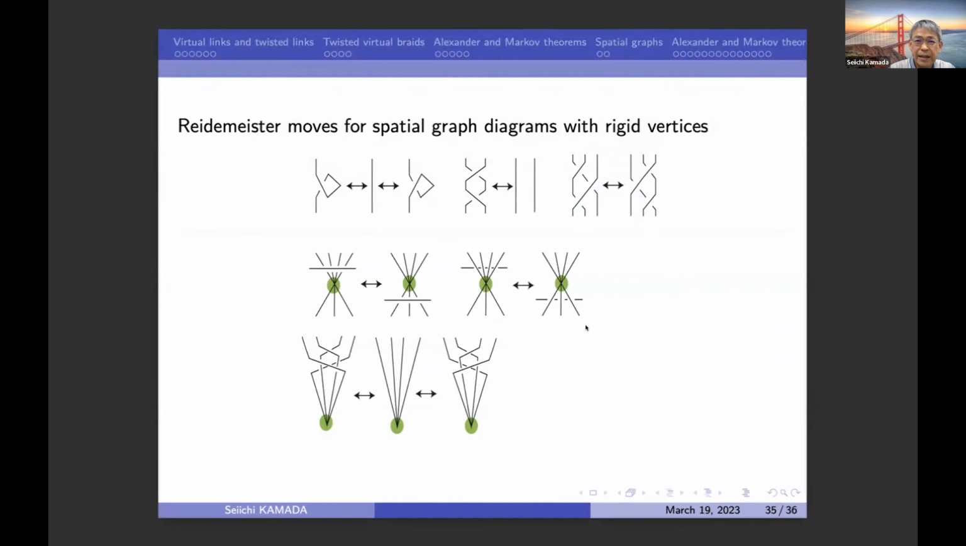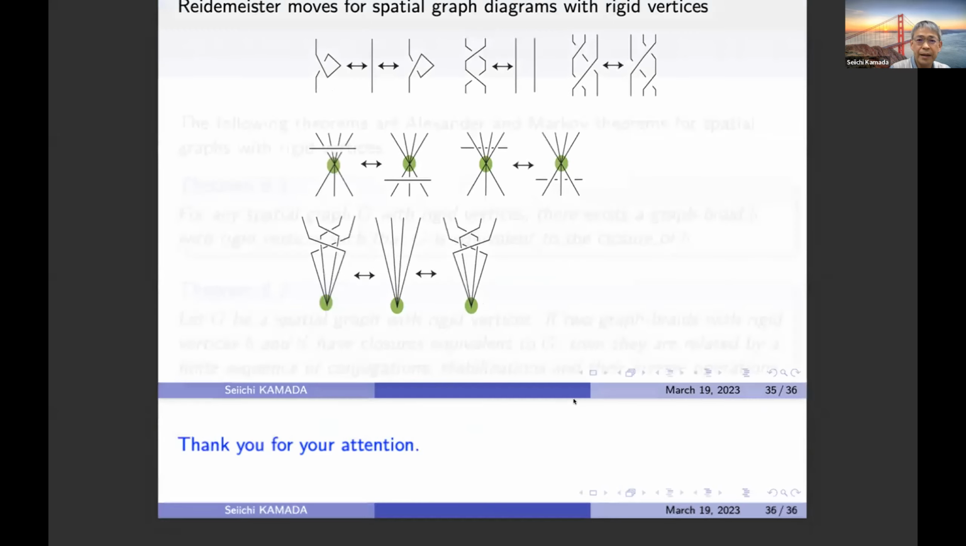So here are the Reidemeister moves for spatial graph diagrams with rigid vertices. The difference is this move. In the not rigid case, two adjacent edges we can move like this. But in the rigid case we cannot do this. We can just flip the disk. Such a move is allowed.